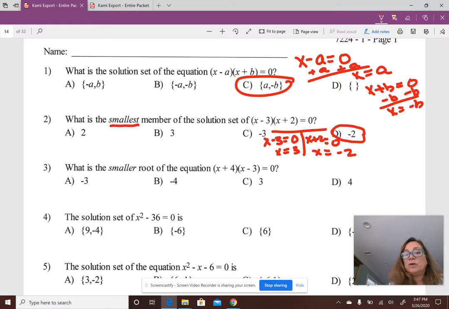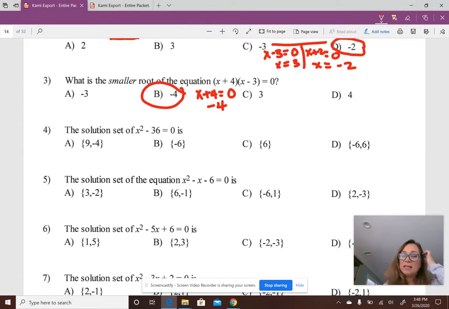Okay, so they want the smaller root again, so I'm only going to do the x plus 4 because I know that's going to give me a negative number. Okay, so far we have C, D, and B. And this is exactly what it would look like on a test.